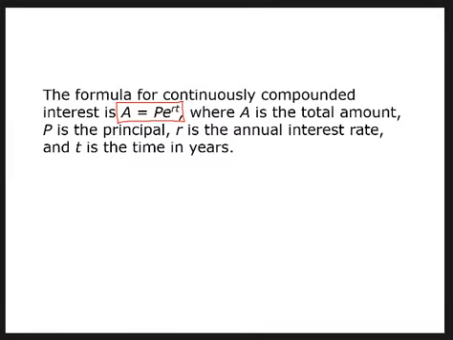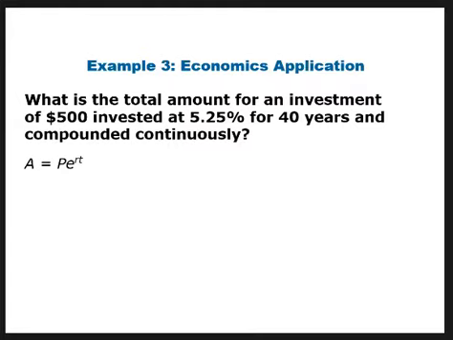Okay, so really all we're looking at right here is, what is the total amount for an investment of $500 invested at 5.25% for 40 years, and it's compounded continuously. Now, the key here is it's compounded continuously. So we know we can use the formula that's listed right here.